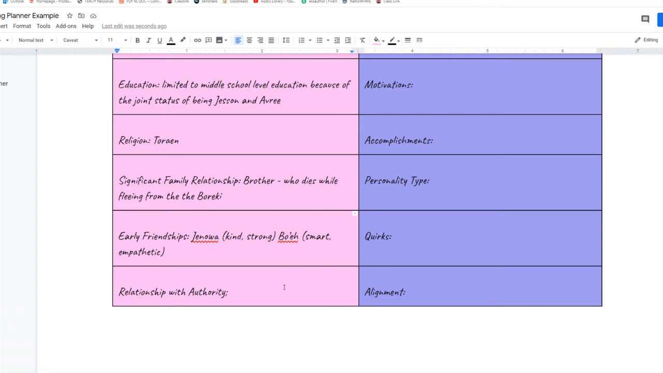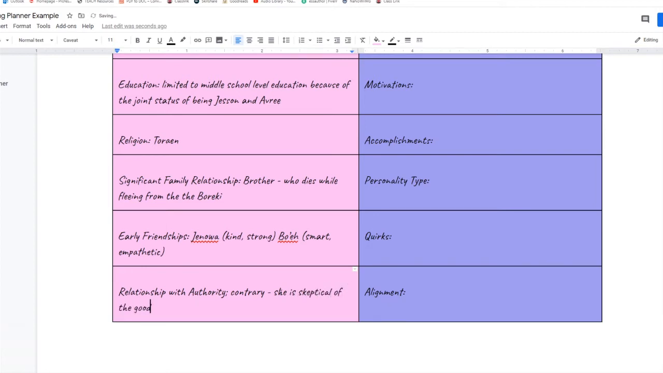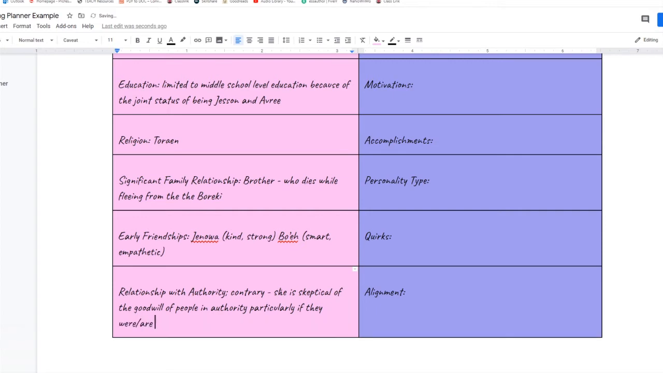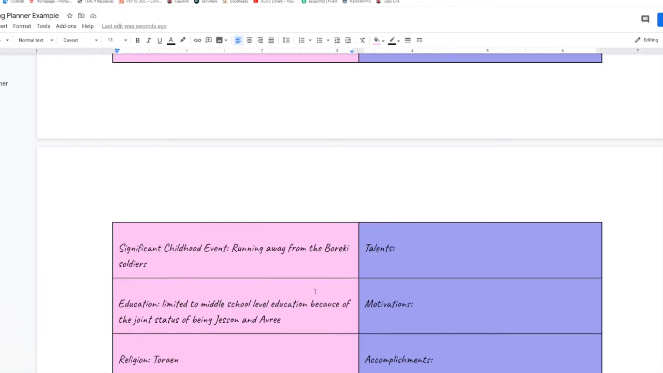The next part is the relationship with authorities. This is their personal relationship with authority, which can be affected by like having negative engagements with authority figures or a positive engagement with authority figures. This can both be people who are just like in charge, but this is also a relationship with like police type people. So I'm going to say that she's rather contrary to authority figures because she is skeptical of the goodwill of people in authority, particularly if they were or are part of the Boreki military, because of her background with the Boreki military and having to run away from her homeland. Obviously she was like having to dodge and run away from these authority figures.